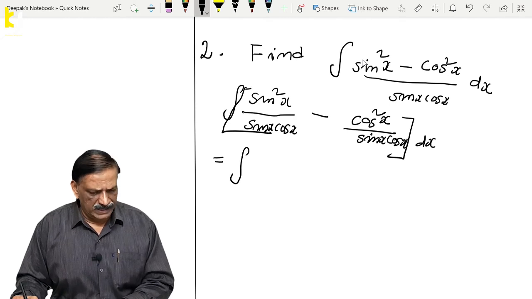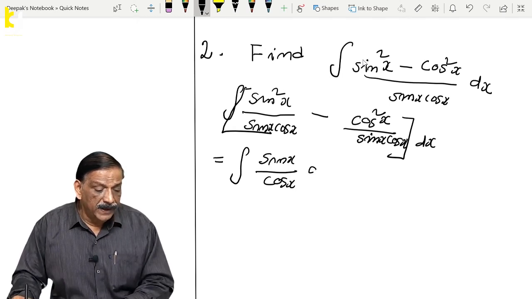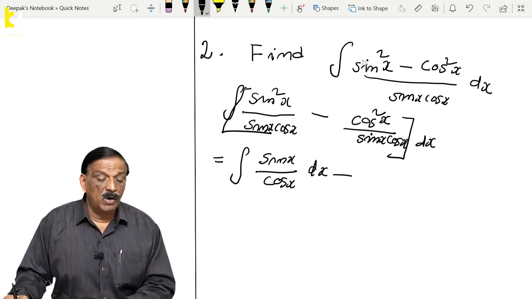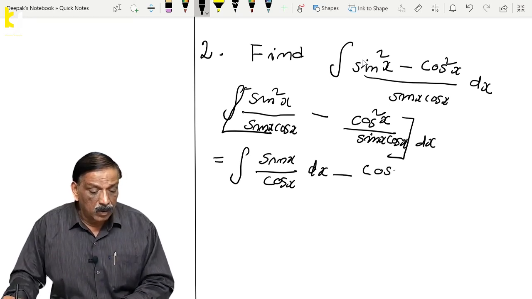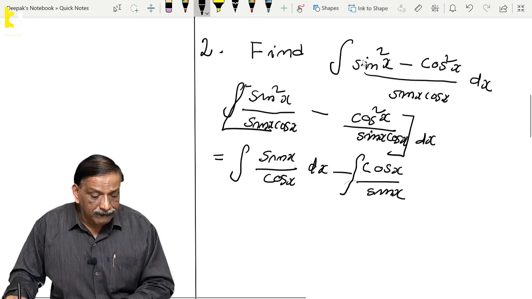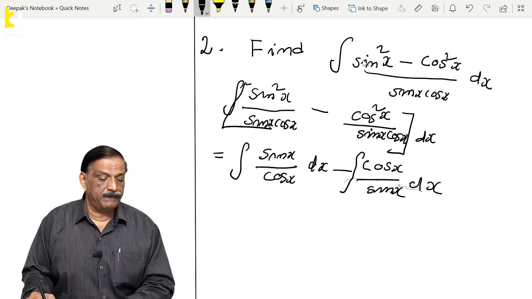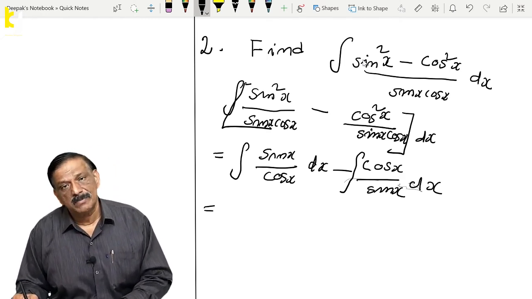Sin x will cancel. So it will be sin x divided by cos x dx minus, in this case, cos square x is cos x into cos x. So one cos x will cancel. So it will be cos x by sin x, that is integral of sin x by cos x minus cos x divided by sin x dx. We know sin x by cos x is tan x.